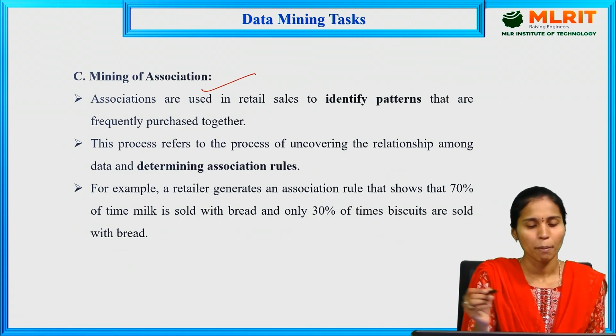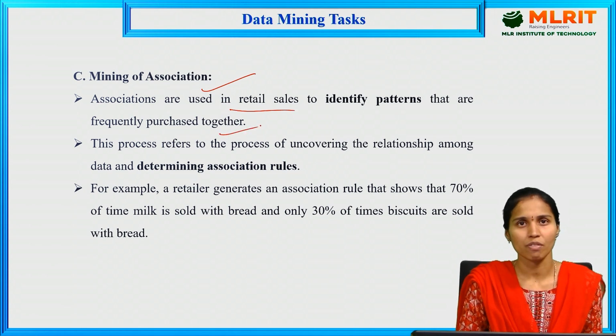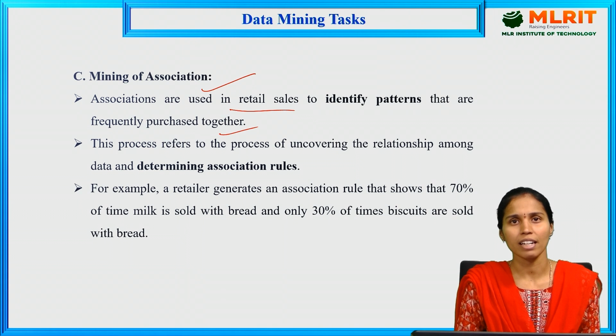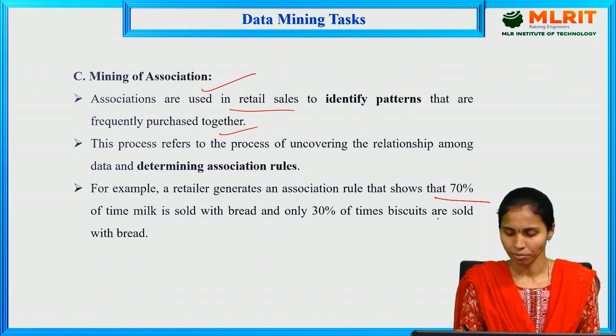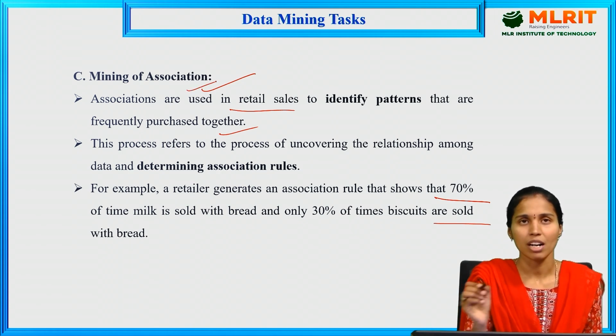The third one is mining of association. Associations are used in retail sales to identify the patterns that are frequently purchased together. This refers to a process of uncovering the relationship among the data and determining association rules. The example of mining associations is: a retailer generates an association rule that shows that 70% of the time milk is sold with the bread and only 30% of times biscuits are sold with the bread. This is about mining of associations.